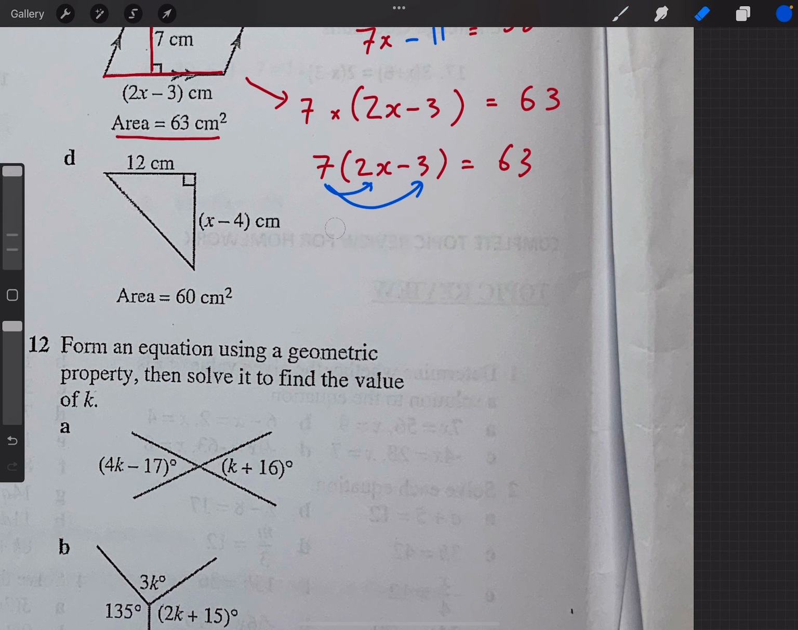Or you can use the backtrack strategy and say, what was the last thing that occurred on the left hand side? The last thing that occurred was multiplied by 7. So let's divide it by 7. If we divide it by 7, you're going to get 2x minus 3 equals 63 divided by 7, which is 9. And you can work out x as well from there.